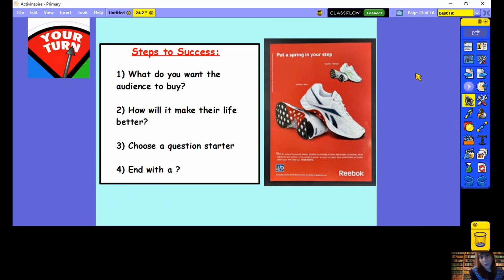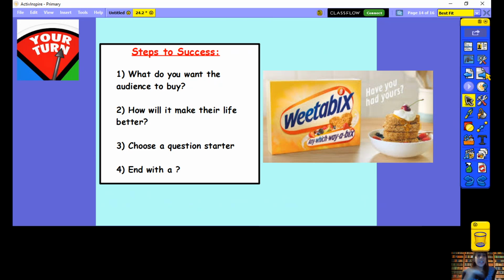Okay, when you have written your question, have a go at saying it out loud in your most convincing voice, and I look forward to seeing what your ideas were on Seesaw. Okay, one more. Now this one I'm going to let you do on your own.